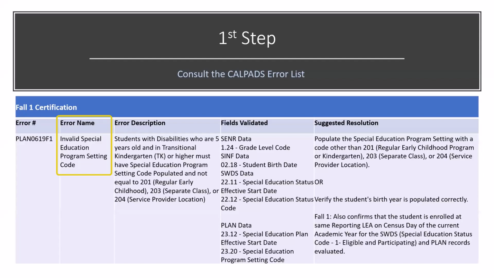This seems like a description, but it's not, because if you look at the third column, error description, you can see how much more detail, how much more lengthy the description is. I always caution those of you working in CALPADS, do not try to troubleshoot simply using the error number and the error name that's given to you in the system. Always refer to your documentation, beginning with the error list.